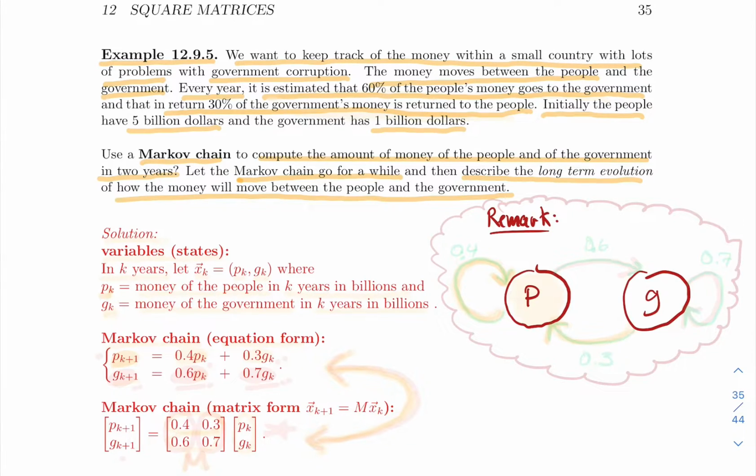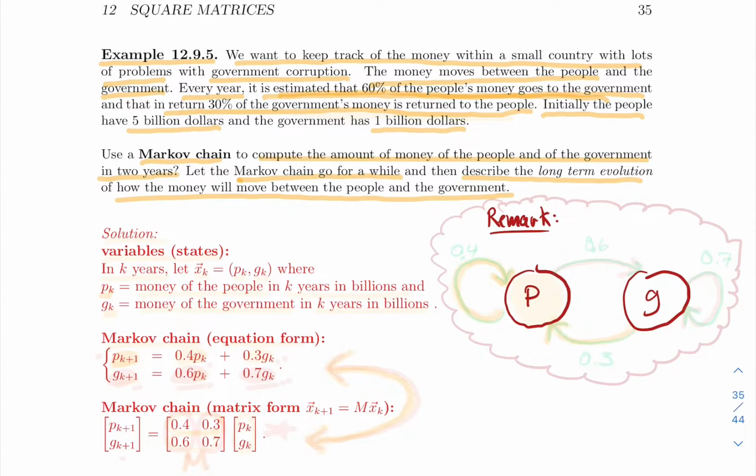So according to the data here, first, we know that 60% of the people's money goes to the government. What I like to do is represent this information by an arrow that goes from the people to the government. So 60%. I'm going to use a different color because we're fancy people here.